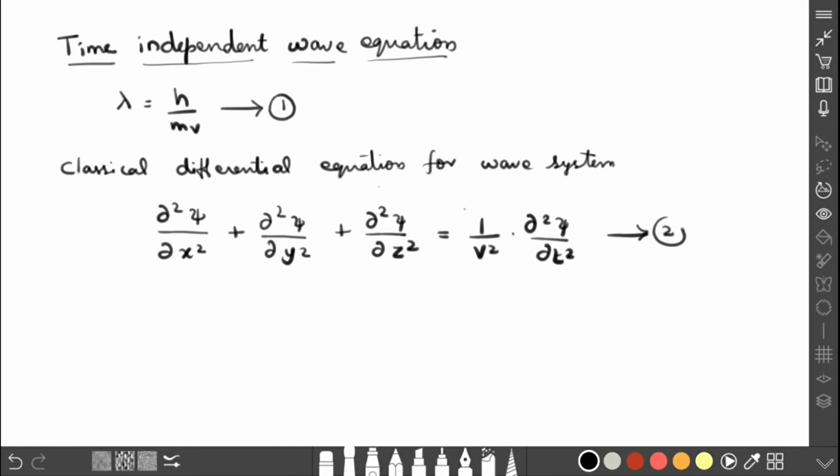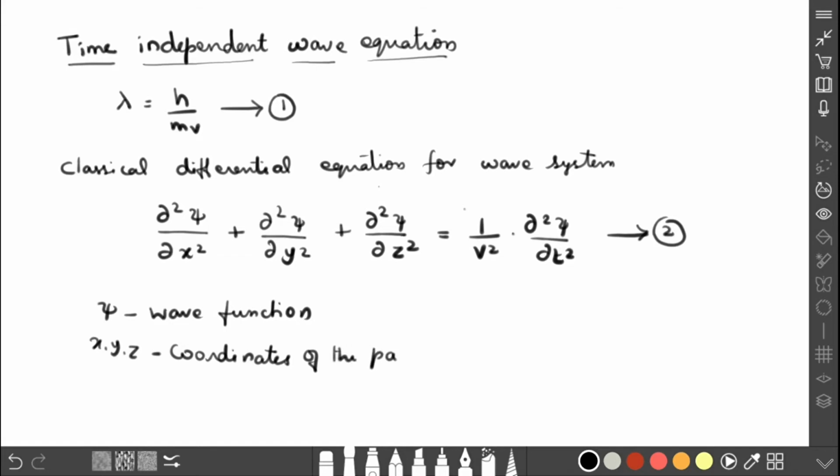Here in equation 1, lambda is equal to h by mv. Lambda is the wavelength of the particle, h is the Planck's constant, m is the mass of the particle and v is the velocity of the particle. Likewise, here psi is the wave function, x, y, z are the coordinates of the particle, v is the wave velocity, and small t is the time. This is the explanation about the second equation. Then he combined these two and tried to solve for the time independent wave equation.